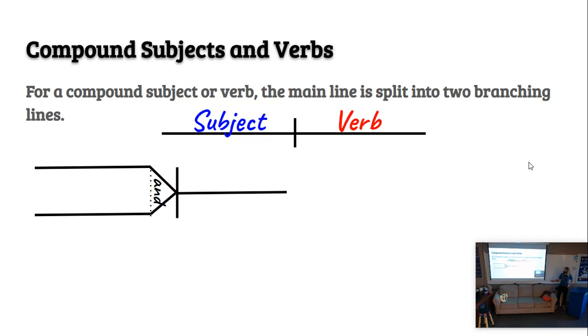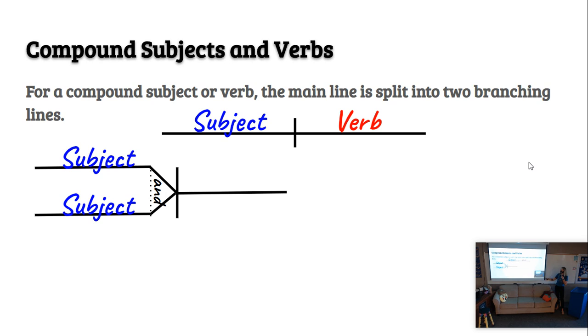So for example, if you have a compound subject, you split the main line into however many you have, okay? In this example, we have 2 subjects. But if you had 3, guess what? You would just split it into 3 lines. So you'd add another little line in there. If you had 4, you would split it into 4 lines. You can split the main line as many times as you need to fit all of your subjects. Your subjects will always go on that left-hand side, and each subject needs its own portion of the main line. So you have to split it.